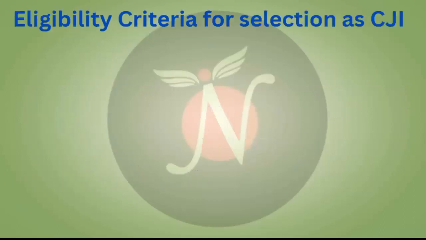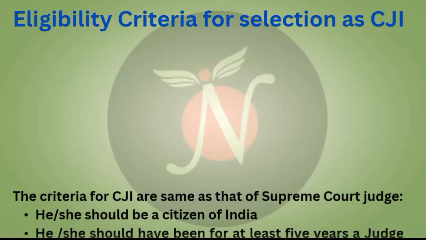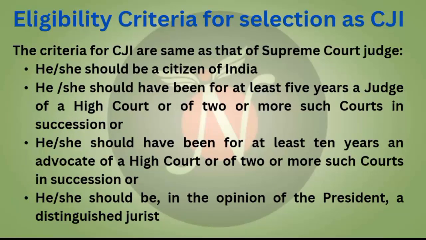Now we will discuss the eligibility criteria for selection as Chief Justice of India. The criteria for Chief Justice of India are the same as that of a Supreme Court judge. First, he or she should be a citizen of India. Second, he or she should have been for at least 5 years a judge of a high court or of 2 or more such courts in succession, or should have been for at least 10 years an advocate of a high court or of 2 or more such courts in succession, or should be, in the opinion of the President, a distinguished jurist. If any of these last 3 conditions is met, then he can be appointed as Supreme Court judge or as CJI. So these were the selection criteria for CJI.